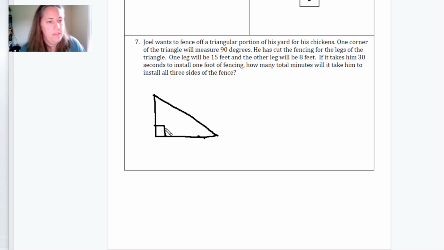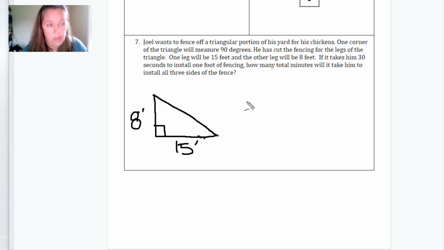He has cut the fencing for the legs of the triangle. Oh, I did all right. One will be 8 feet and one will be 15 feet. If it takes him 30 seconds to install 1 foot of fencing, how many total minutes will it take him to install all 3 sides of the fence?